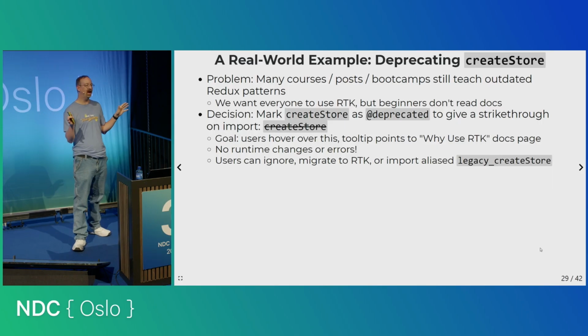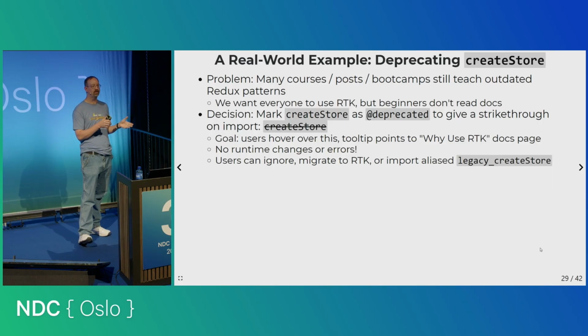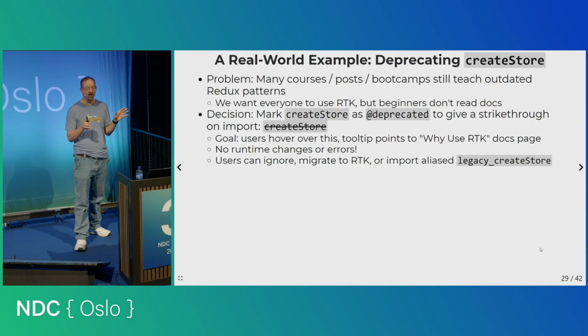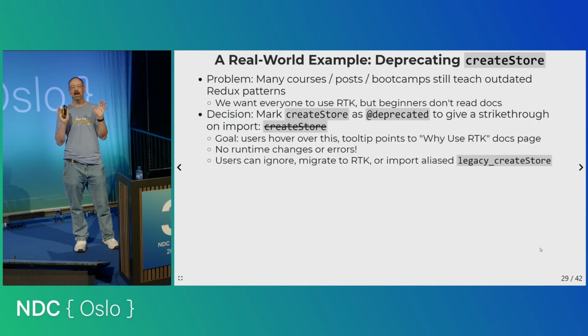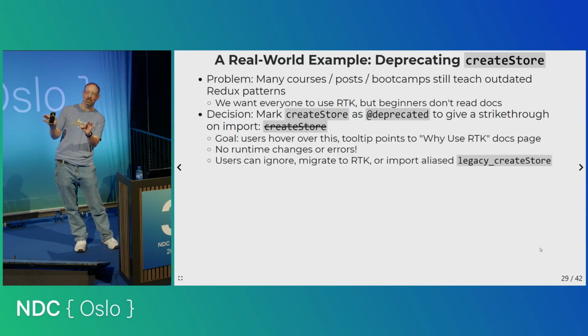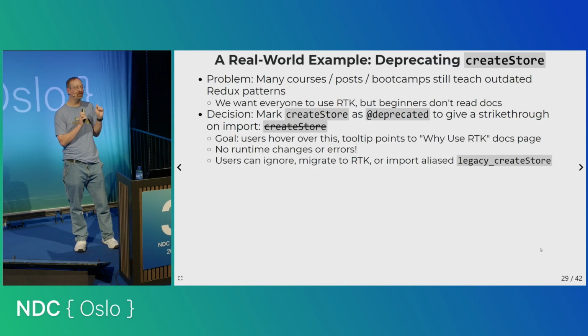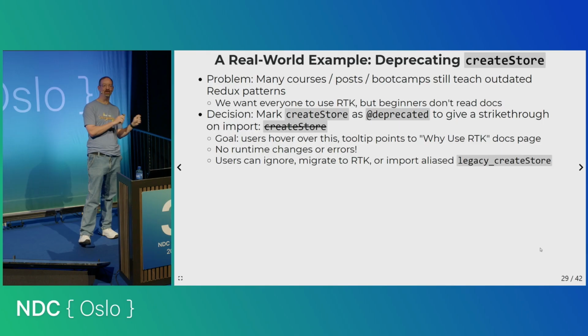And the idea is that if someone's following a boot camp or tutorial and they're in their editor and they import createStore, it'll just have a strike through it. Now, there's no errors, nothing's going to break. It's got a strike through. And so hopefully they would hover over it and ask, why does this have a strike through? And then it would show the documentation tooltip, which says you shouldn't use this anymore. You should use Redux Toolkit instead.